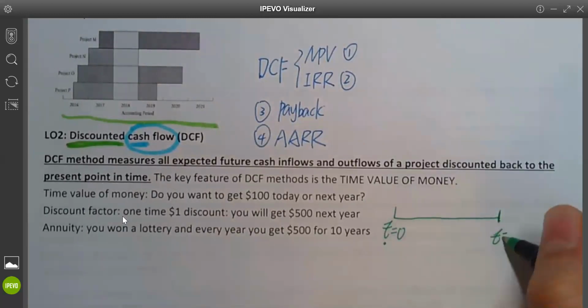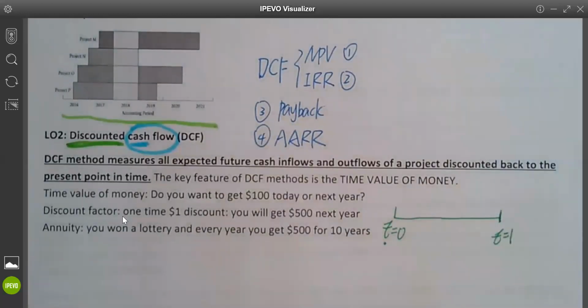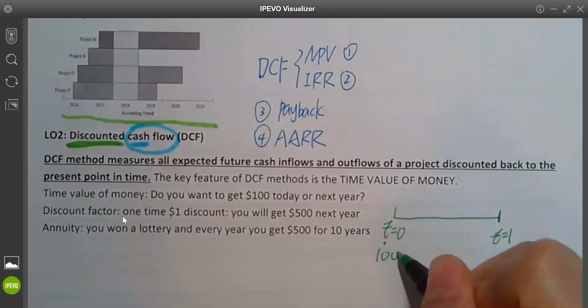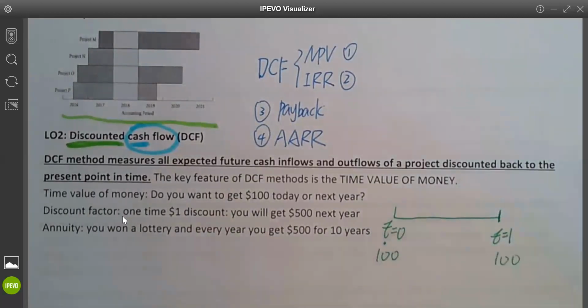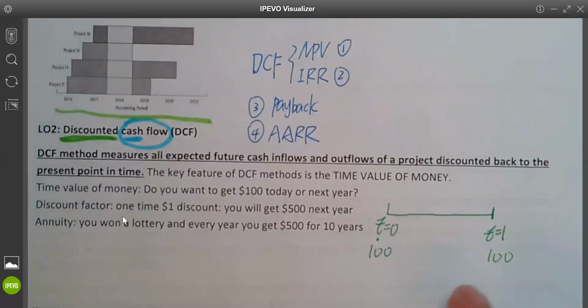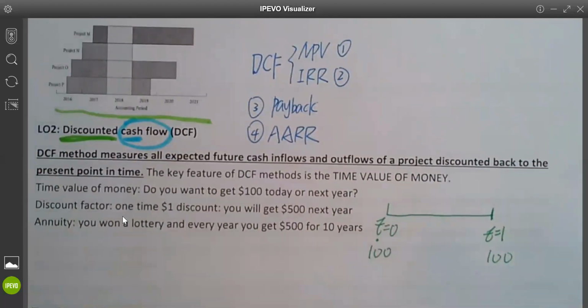And then you have next year, T equals next year. You have two choices: either you get $100 today or you get $100 next year. I believe you all know the answer. You want to get $100 now. Why? Because of the time value of money. $100 now is worth more than $100 next year.